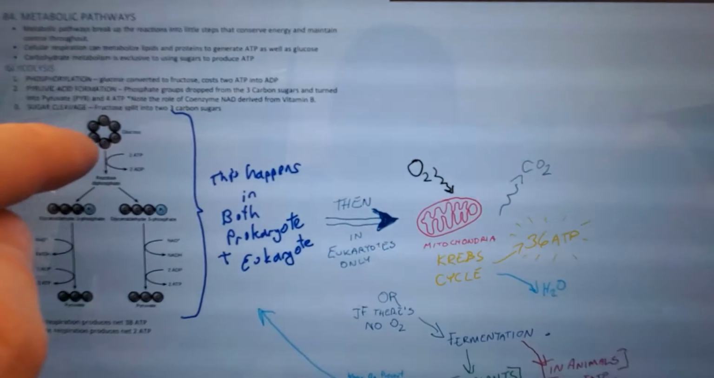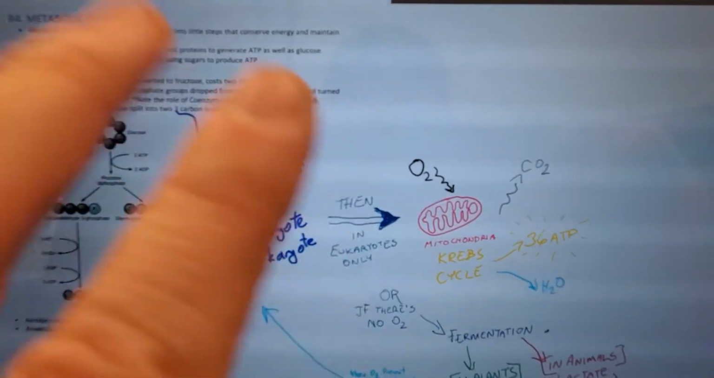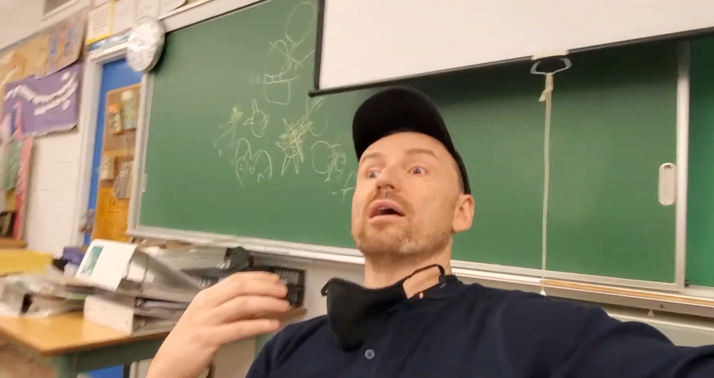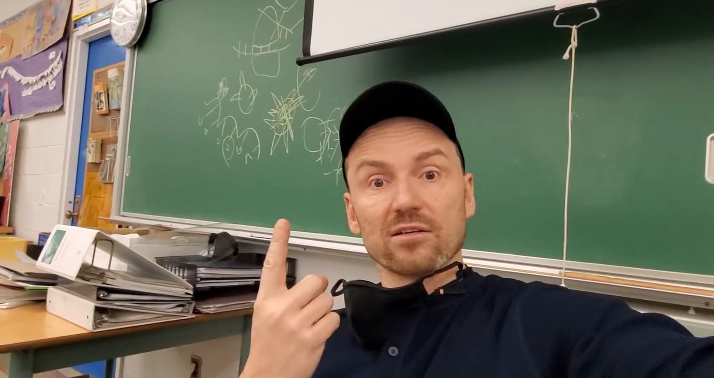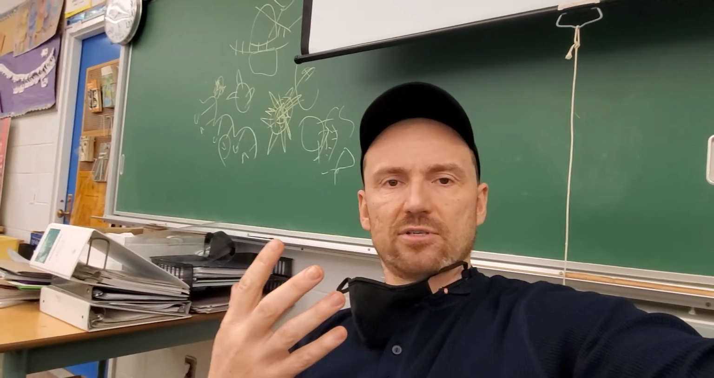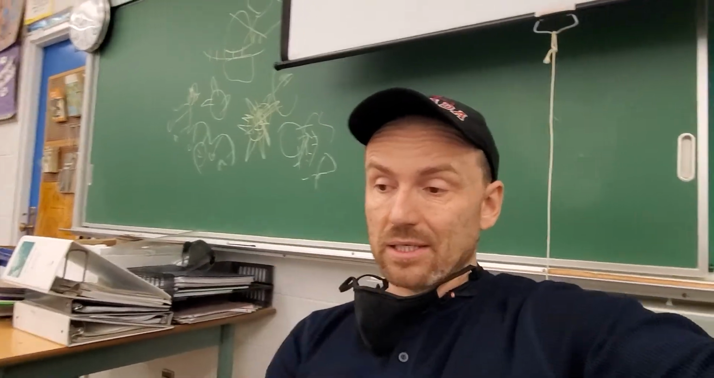So in eukaryotes, look, one glucose produces 36 ATP plus 2 ATP is 38 ATP. That's why eukaryotes are so much more efficient, because from one glucose, they make so much more energy. Whereas prokaryotes only make 2 ATP.